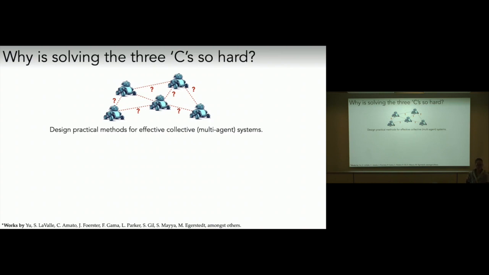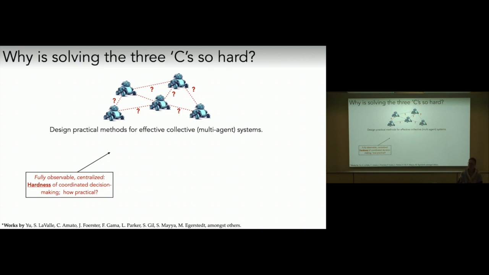And this really leads to the core problem at the heart of my research. So what we're interested in is really designing practical methods for effective collective multi-agent systems. And why this is hard is, well, there are a couple of reasons. First of all, we can think about modeling the systems as fully observable centralized systems. That would be one good way of going about developing or devising solutions.